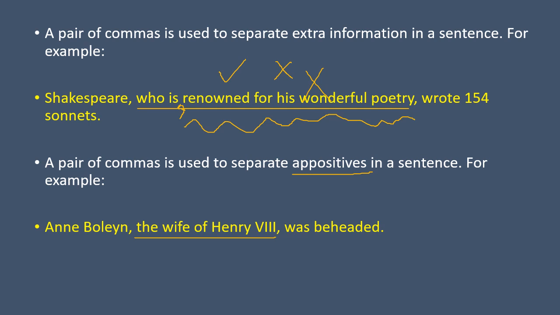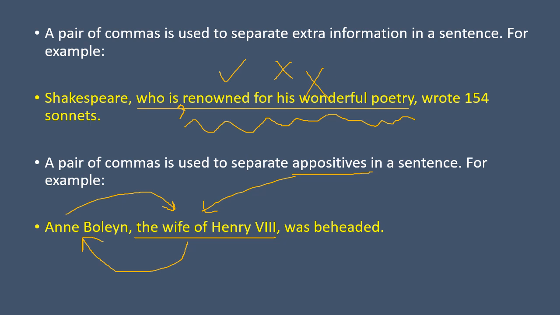For example, this bit is an appositive, the wife of Henry VIII. It's a noun phrase. It is talking about somebody. Let us see whether it talks about somebody or not. So who was the wife of Henry VIII? Anne Boleyn. Okay, and who was Anne Boleyn? She was the wife of Henry VIII. So it is the same person. You could see that. So it is just an explanation of this person. Means this noun phrase is explaining who this person is.